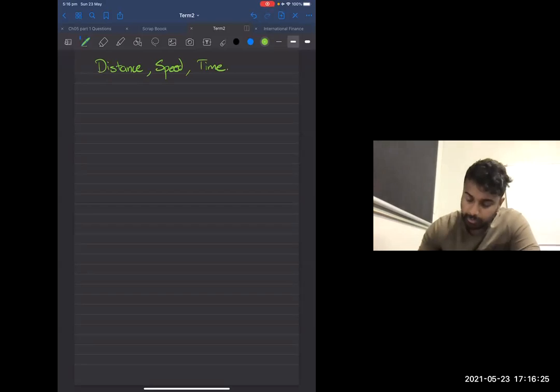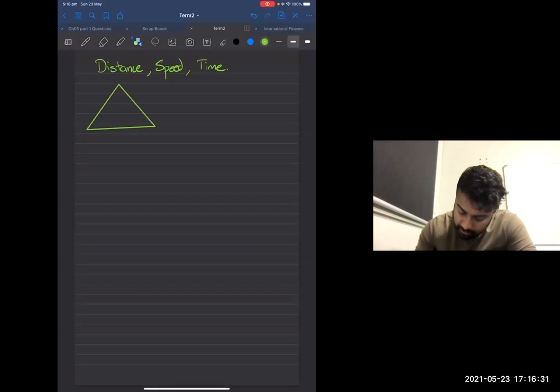So the way the relationship works is through a triangle. So let's draw the triangle. Oh, that's a nice triangle. There you go. Oh, look at that. I'm such a good drawer.